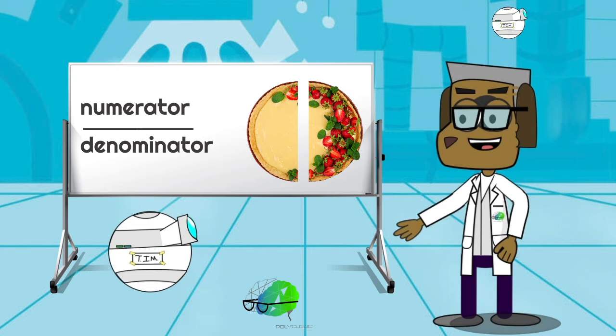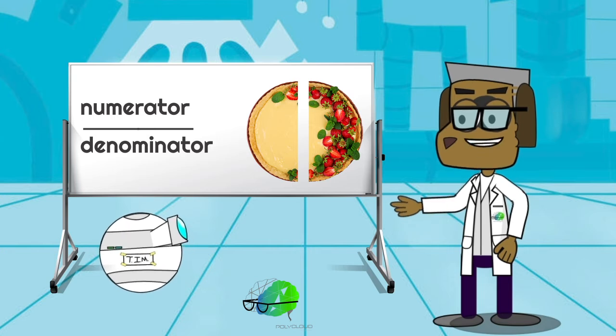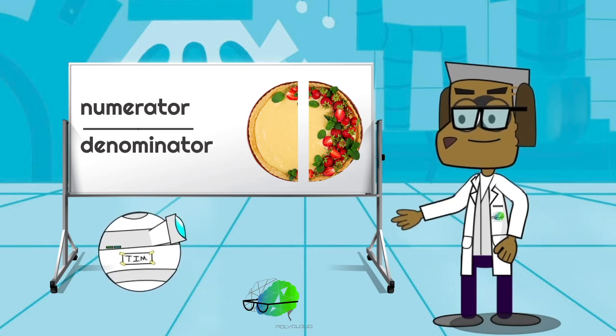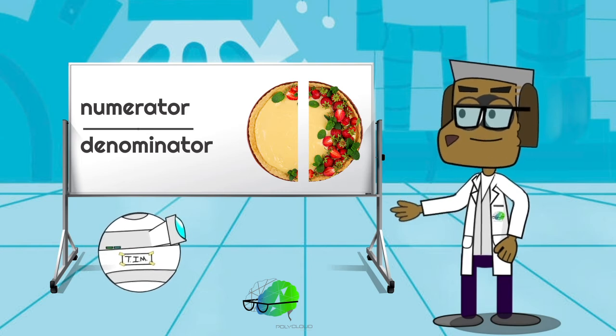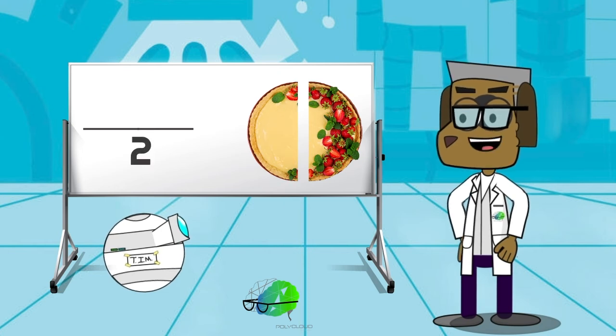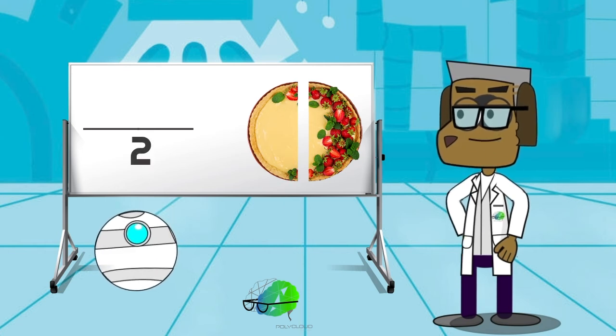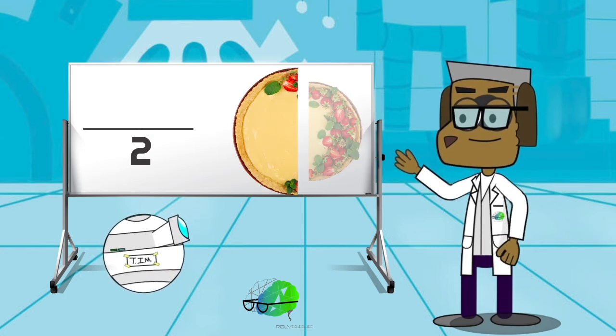Remember, the denominator are all the pieces that we have all together. How many pieces do you count from the whole? As in the whole cake. How many pieces are there all together? Let's see. 1, 2. There are 2 pieces. That's great. And how many pieces from the 2 pieces did you get? I only got 1 piece.